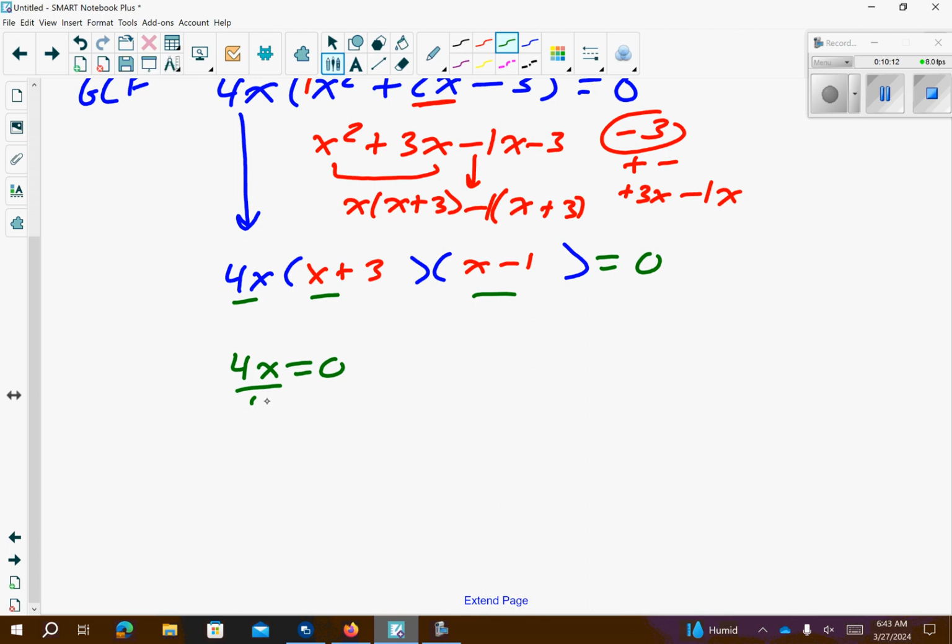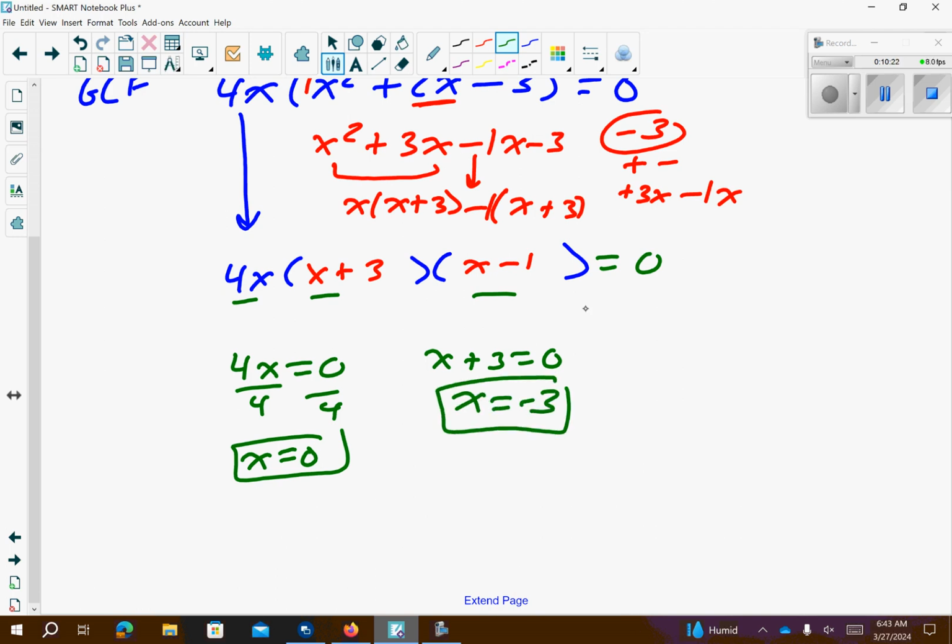So we divide each side by 4. X equals 0. X plus 3 equals 0. Subtract 3 from both sides. And then x minus 1 equals 0. Add 1 to both sides. And there's our answer.